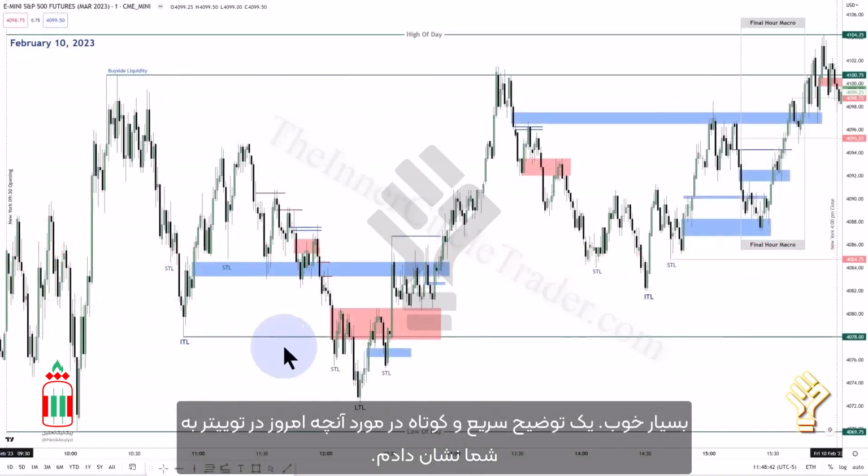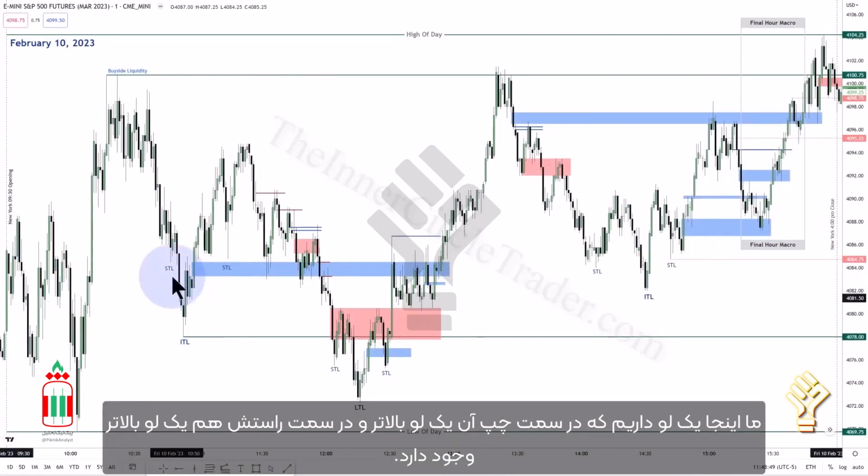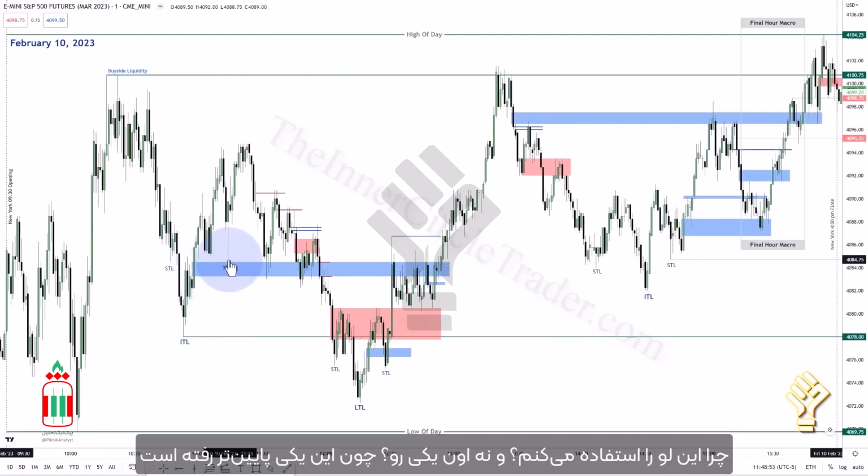All right, just a real quick follow up on what I was showing you on the Twitter space today. We have a low, higher low to the left of it, higher low to the right of it. Why am I using this one and not that one? Because this one went lower.